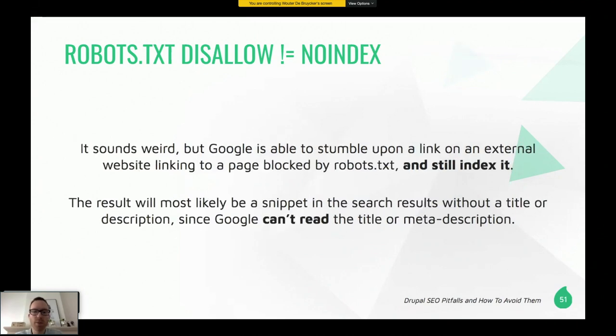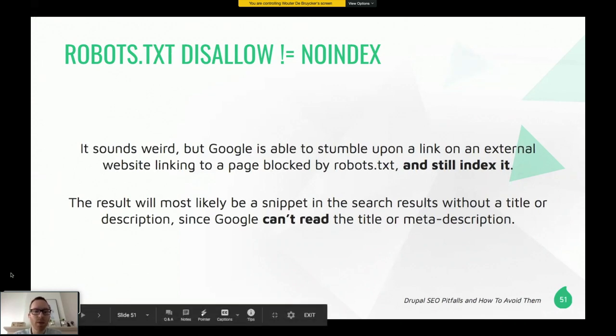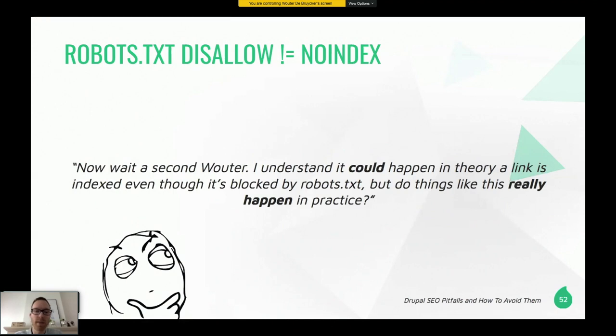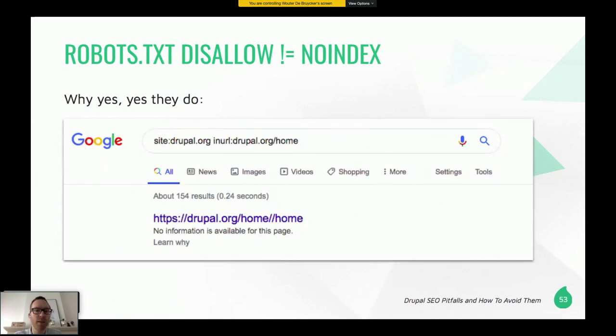Now it sounds pretty weird, but Google is able to stumble upon a link on some external website that's linking to a page which is blocked by robots.txt, and Google will still index it. The result of this will most likely be a snippet in search results without a title or a description, because Google can't read the title or meta description, but the URL could still be in the index even though it's blocked by robots.txt. Now, I can hear somebody thinking, wait a second, I understand it could happen in theory that a link is indexed even though it's blocked, but does it really happen in practice? And actually, yes, it does happen in practice in some cases.